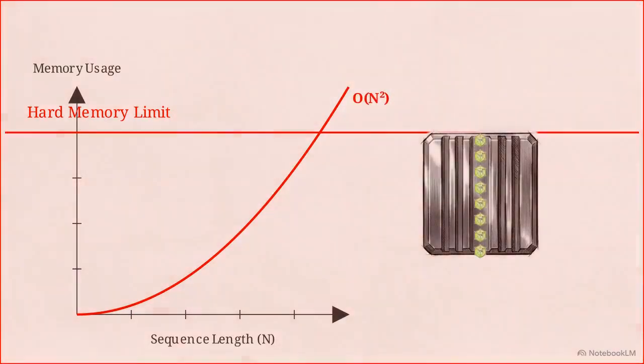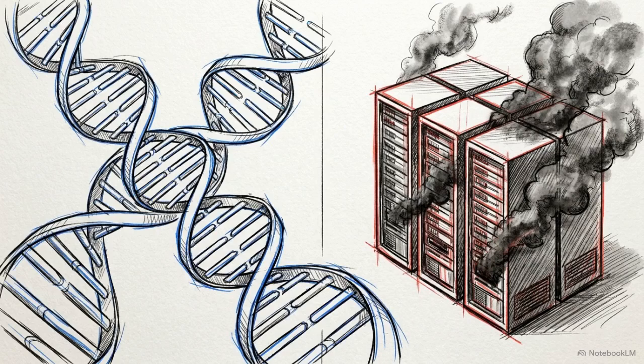Even during the decoding phase, the model must maintain a key value cache of all previous tokens. This cache grows linearly until it hits a hard memory limit. This quadratic scaling acts as a rigid physical barrier, preventing models from natively understanding massive datasets, like whole genome sequences.